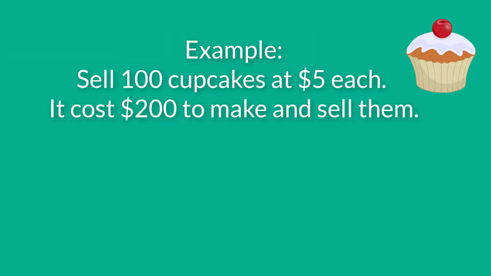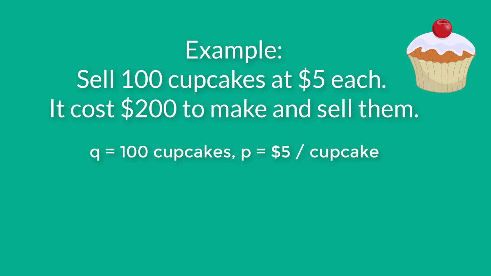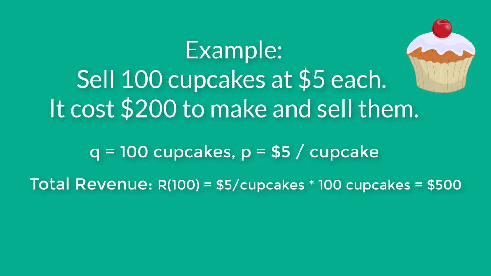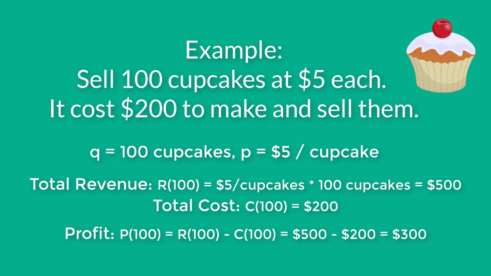For example, suppose we wish to sell cupcakes for $5 each, and we sell 100 of them. It costs us $200 total to make them. What's the profit? Well, Q, quantity, is given as 100 cupcakes, and lowercase p, price, is given as $5 per cupcake. So total revenue would just be our price times our quantity sold, or $500. Our total cost was given to us as $200. Therefore, to find our profit, we just subtract these two numbers and get $300.